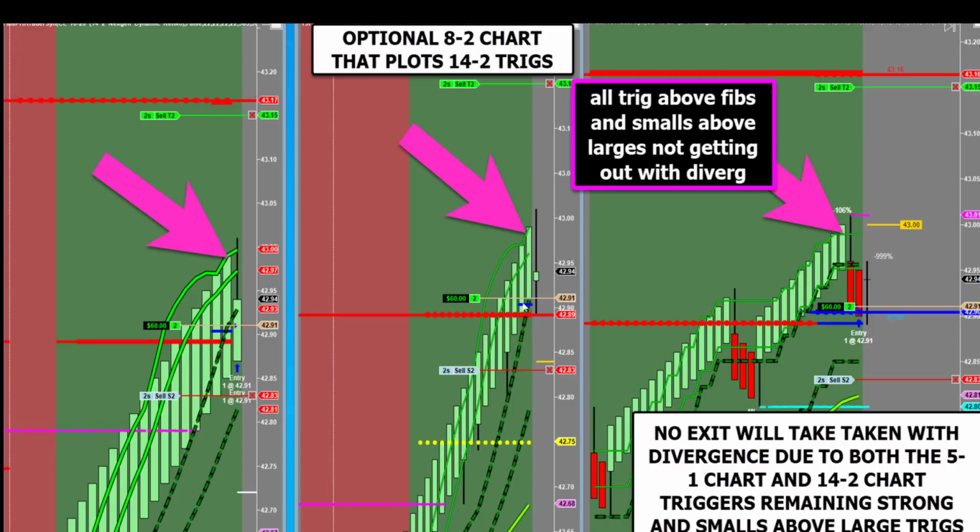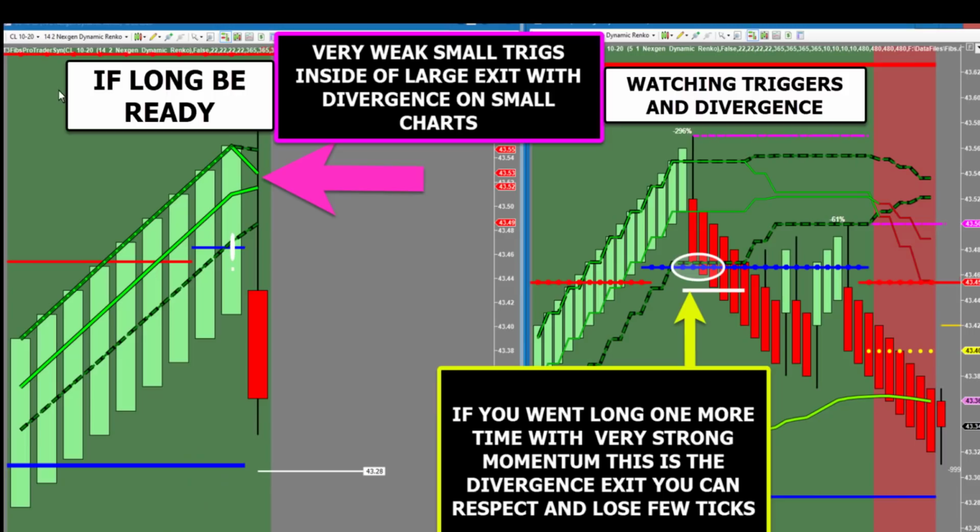Notice that when we're making decisions, we're going to read where the triggers are in relationship to each other. When they're above and strong and they're above and strong, we're going to ignore anything that tells us to get out because it's lying to us. So we're not going to take an exit just because there's divergence when the triggers are outside of the large triggers. Hopefully that's clear. Now that's opposite when the triggers are getting inside the triggers.